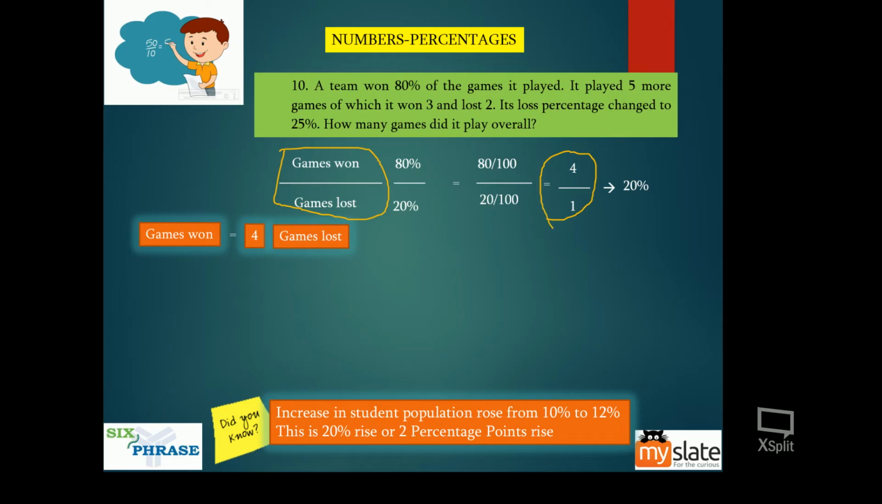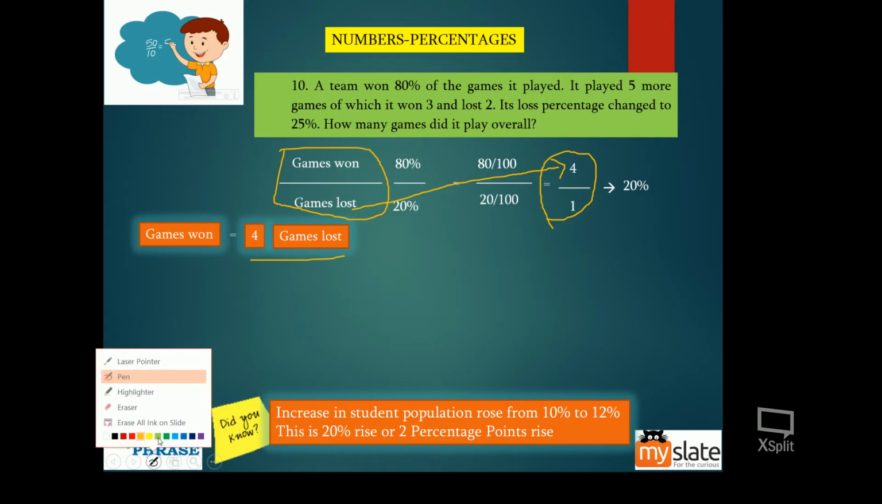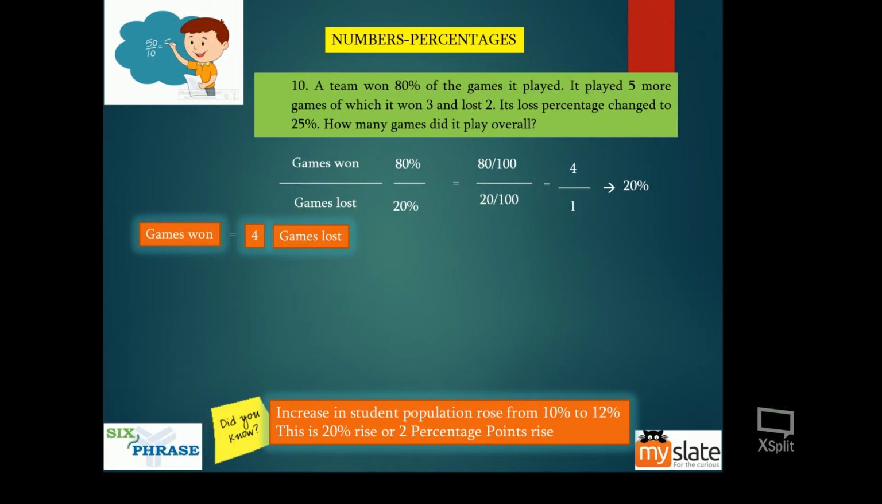Now this games lost will go there, right? If this goes there, games won will be equal to 4 times games lost. So that is the equation that I formed here. You understood how this equation came about. Games won is equal to 4 times the games lost. That is the meaning of 20%, 80%.